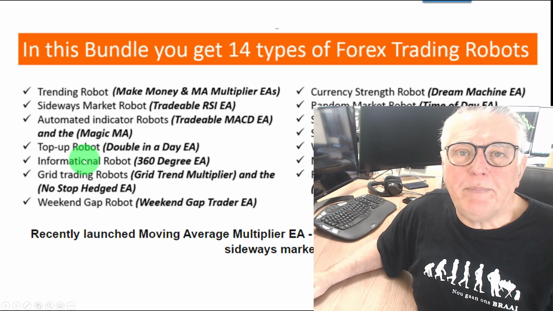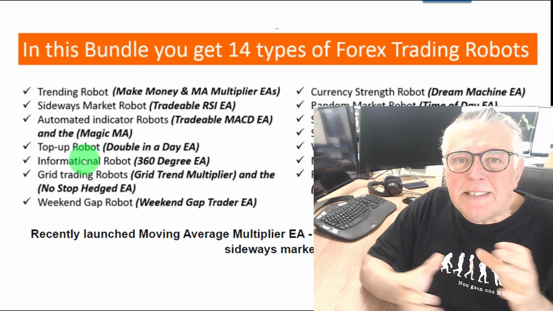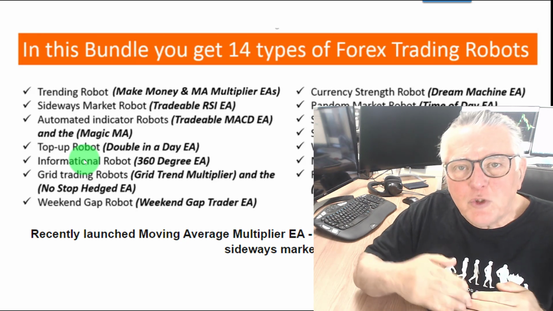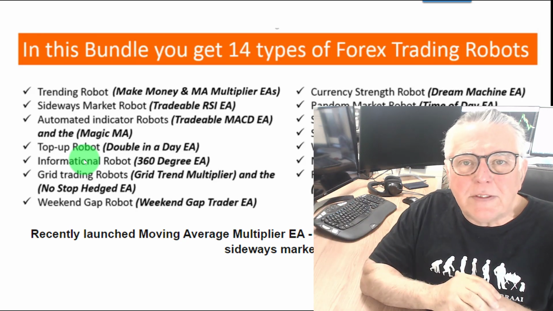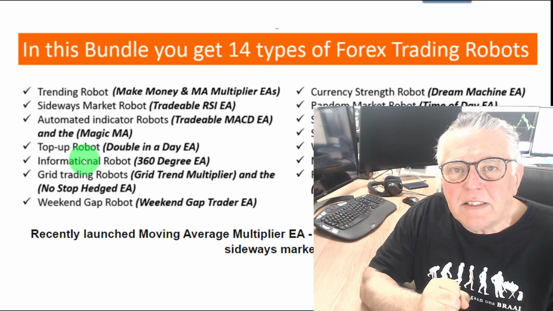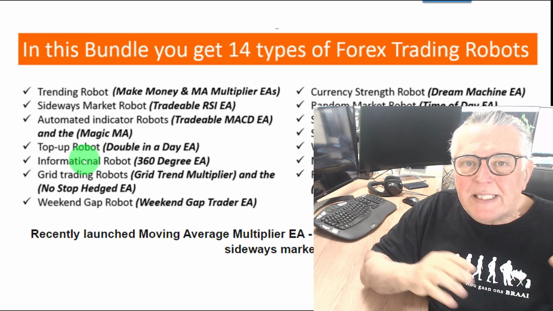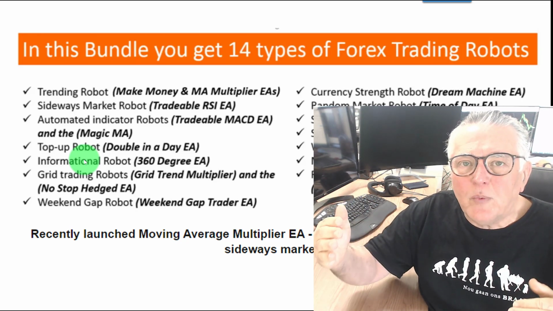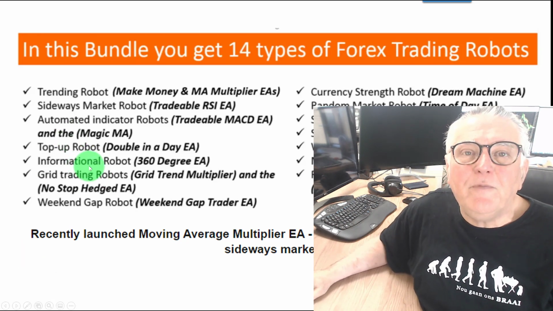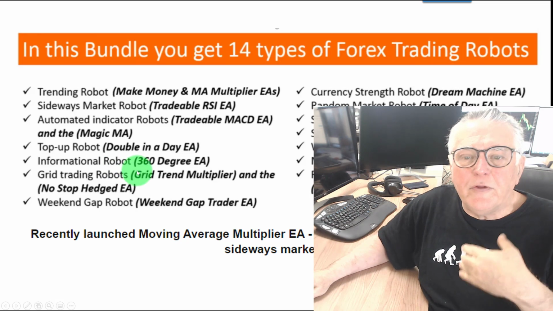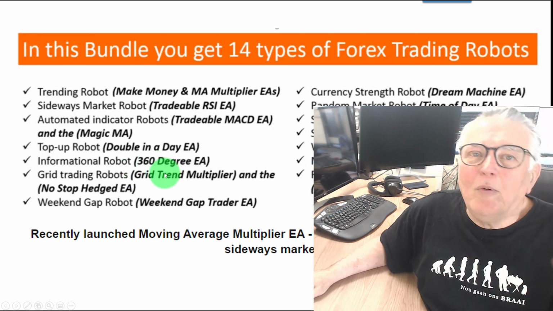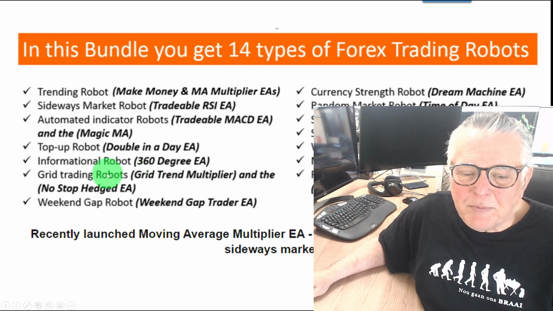Then you have a top-up robot. Now, our Double in a Day EA allows you to double your account in one trade by topping up at strategic points, and that's all the function of that robot is. The trader still has to give the entry and the exit, but it will do that top up in such a way that you double your account in one trade. So that's a top-up robot. Then you have informational robot, which I've mentioned before, the 360-degree indicator, which gives you almost all the information you need to trade the forex market.